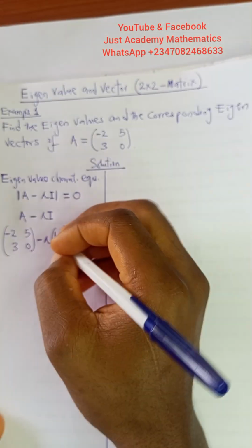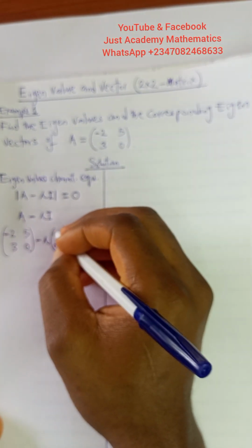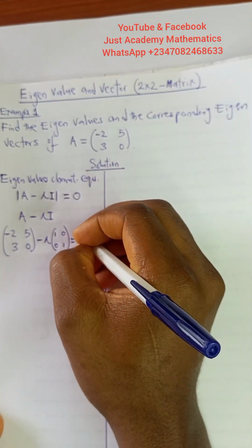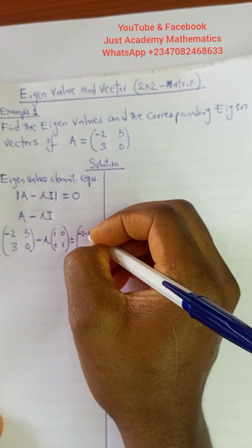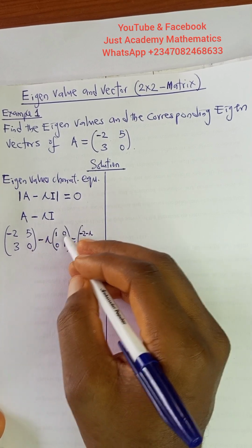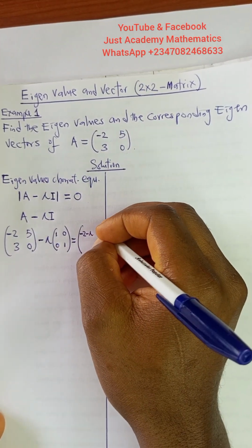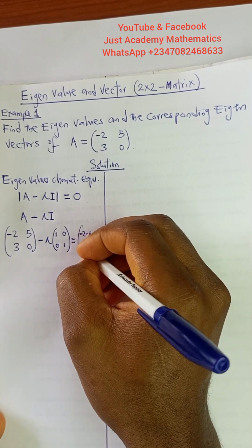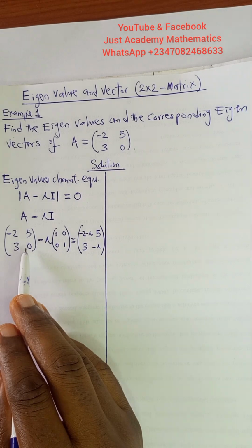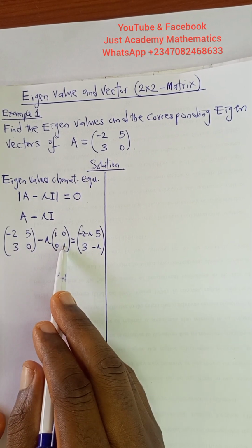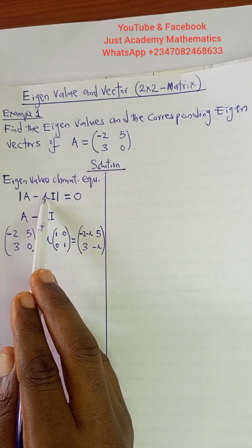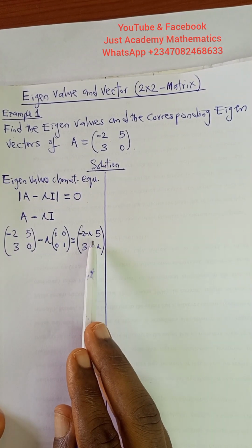Now, when you operate this, lambda times 1 will give me lambda. So you have -2 minus lambda. Then here you have 5, because lambda times 0 is 0, so 5 minus 0 will still give you 5. Then here you have 3, while here you have minus lambda, because 0 minus lambda will give you minus lambda. So A minus lambda times identity gives you this.